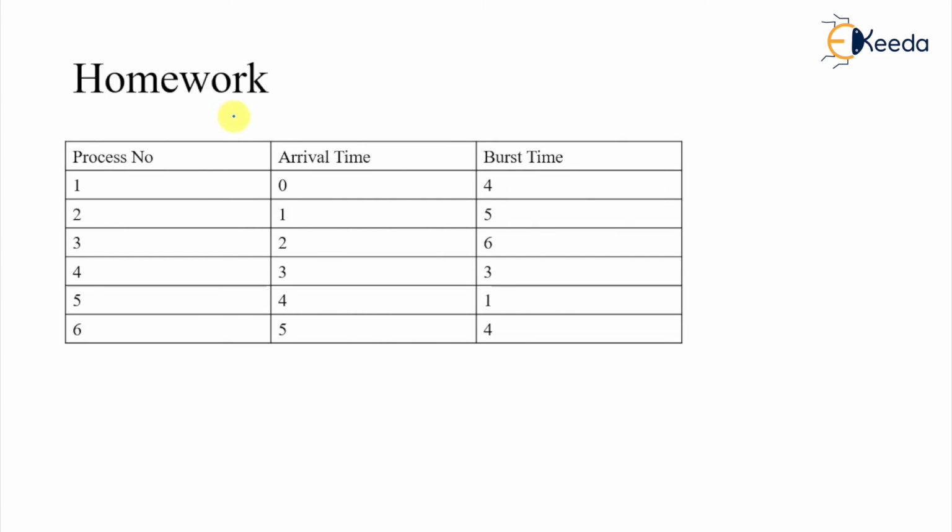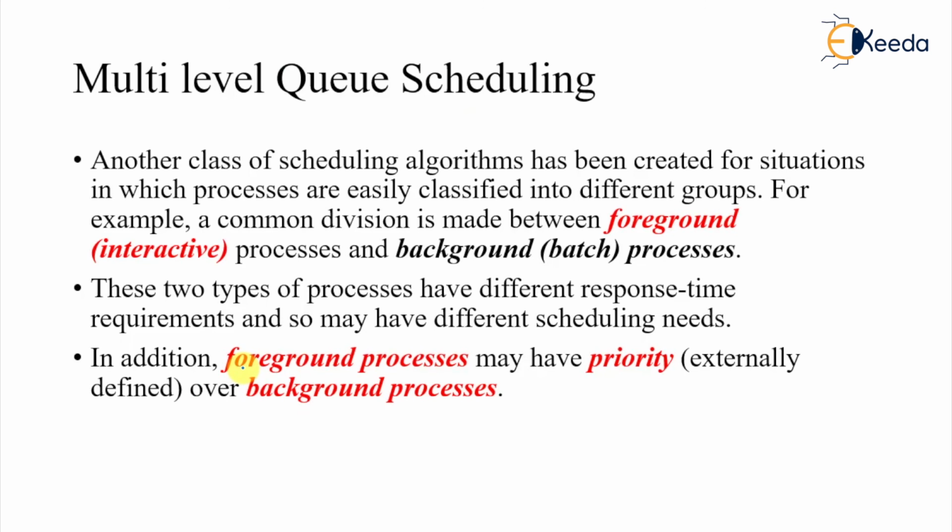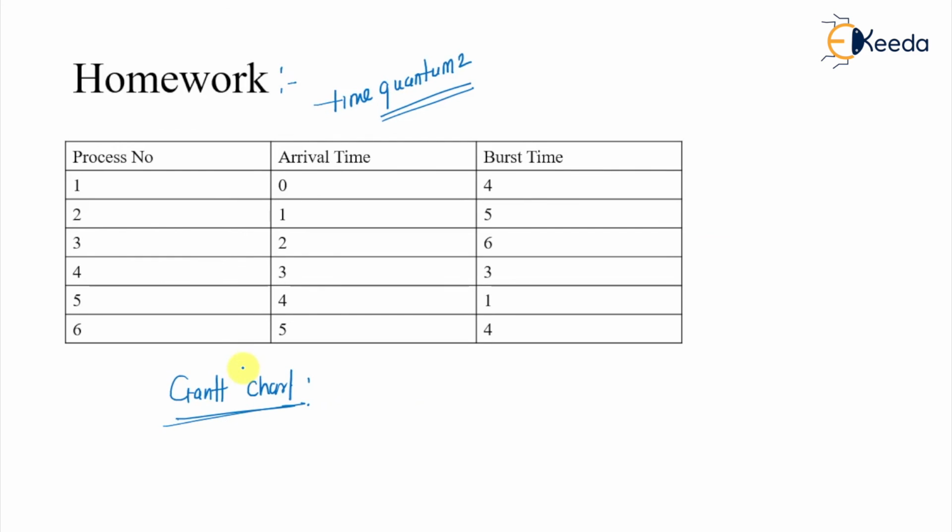Now, this is the last problem that I'm leaving you with as a homework problem. Let's assume here that the time quantum is 2. With time quantum 2, complete this Gantt chart for this particular problem. So that's all for the round robin scheduling algorithm. The next topic that we are going to learn is multi-level queue scheduling. Thank you.